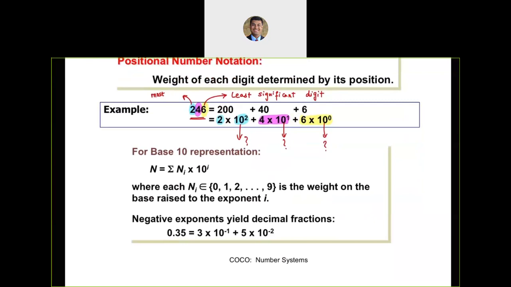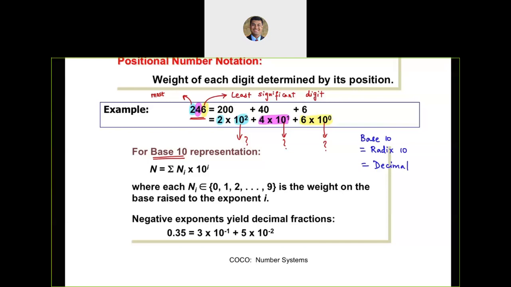Now, that's an example. How about in the general case? For the general case, base 10 means the number notation is of the base 10. Base is also called radix. Which essentially means decimal number system.